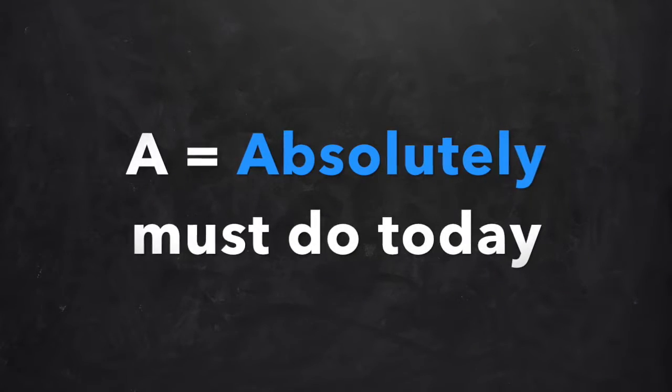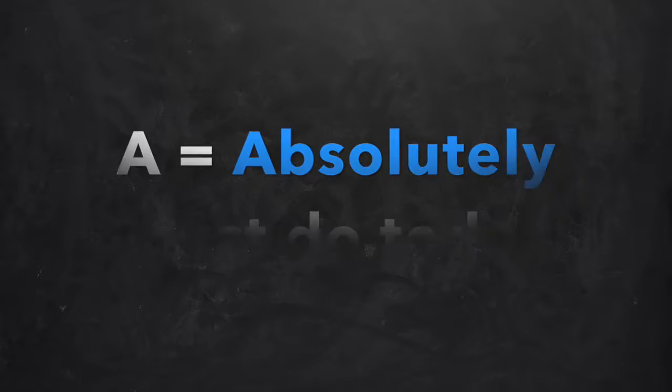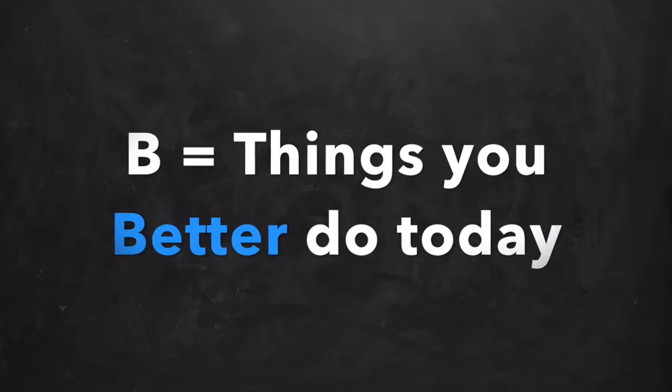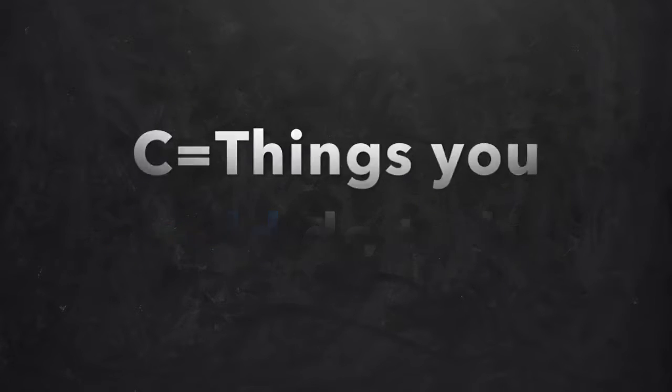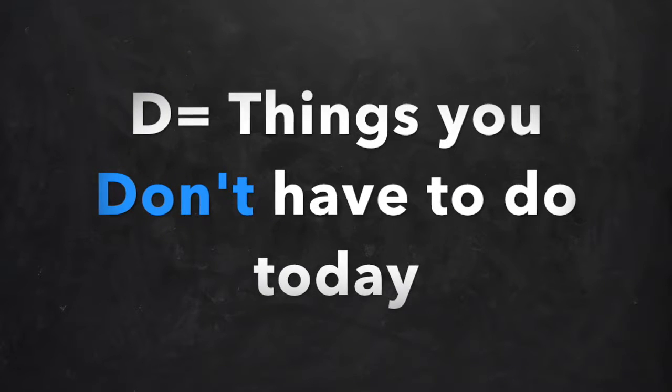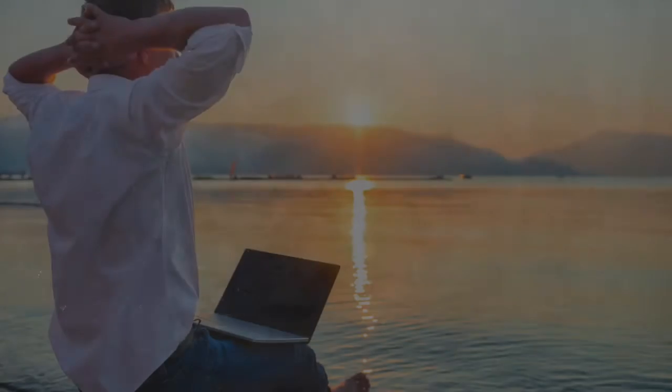So remember, the A portion is things you absolutely must do today. The B is things you better do. The C is the things you could do. And the D is the things you don't do. Now, what do you do tomorrow?